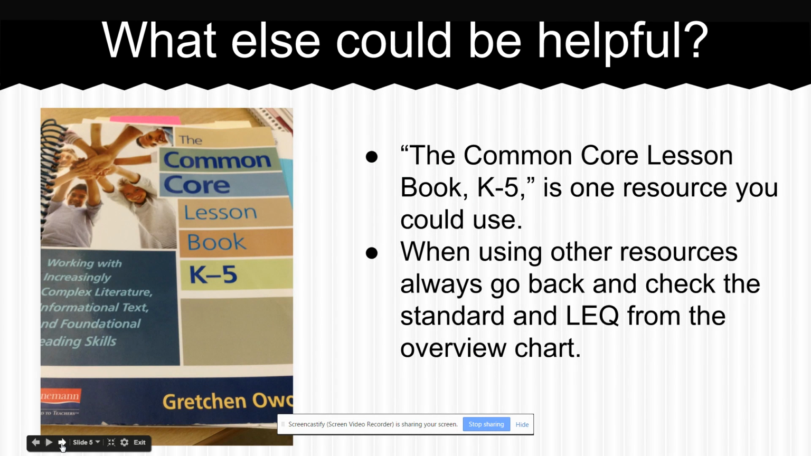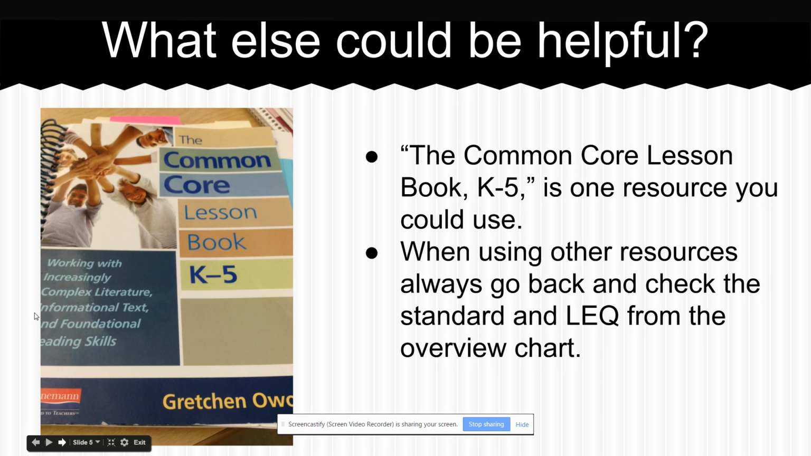So what else could be helpful when creating a formative assessment? You have one resource in your room, the Common Core lesson book, K-5, but then you may decide to use a different resource, like a graphic organizer or some type of activity or project. One thing I will say when you're looking at any graphic organizer or activity, you want to remind yourself to go back and look at the standard and the lesson essential question.